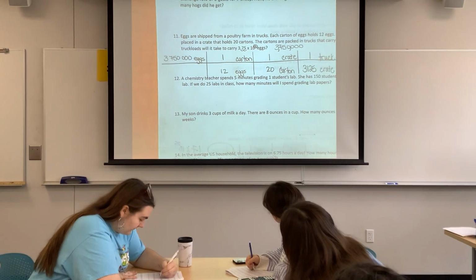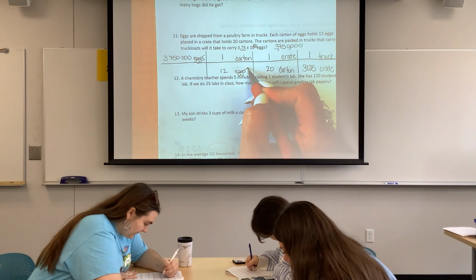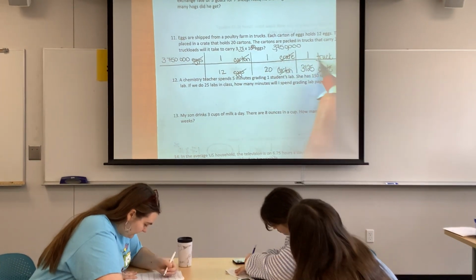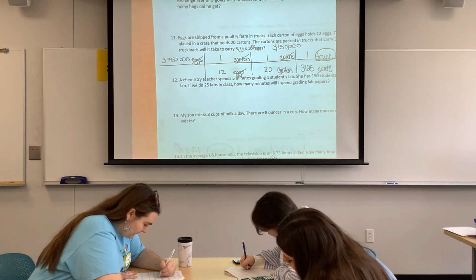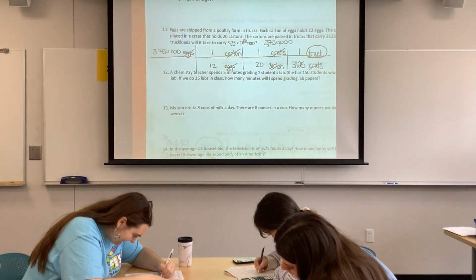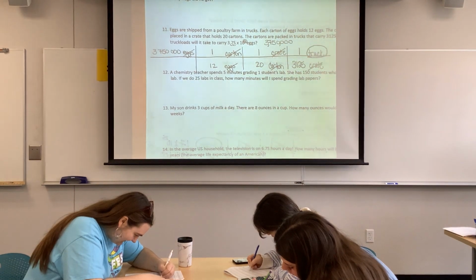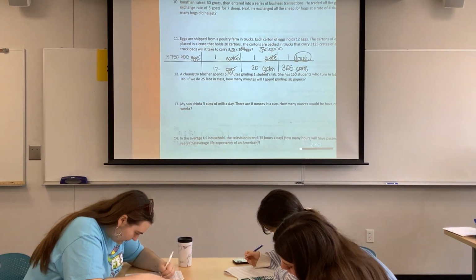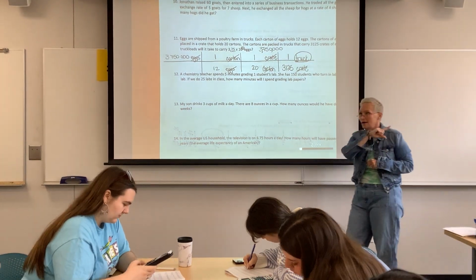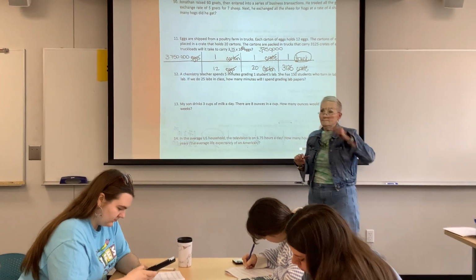So, eggs cancels, cartons cancel. Crates cancel. What's the only unit we're left with? So now, once you are down to the only unit you need, what do you do? Multiply across the top, multiply across the bottom, then divide.